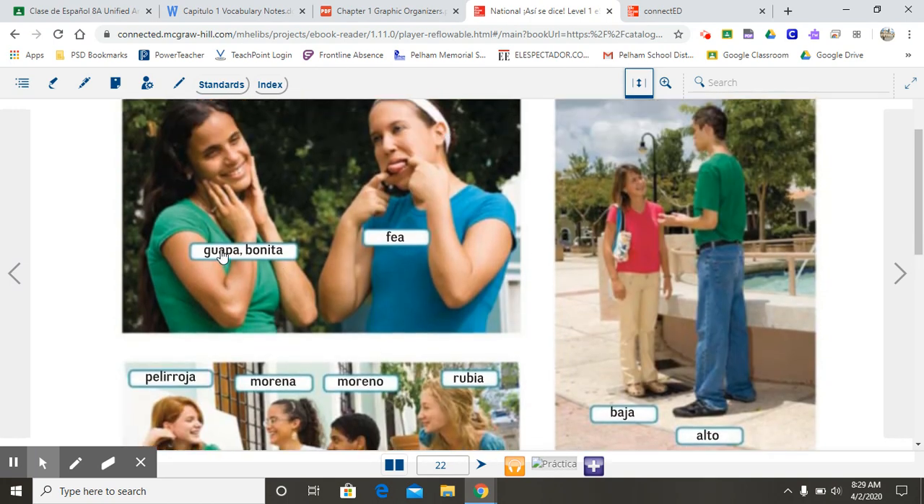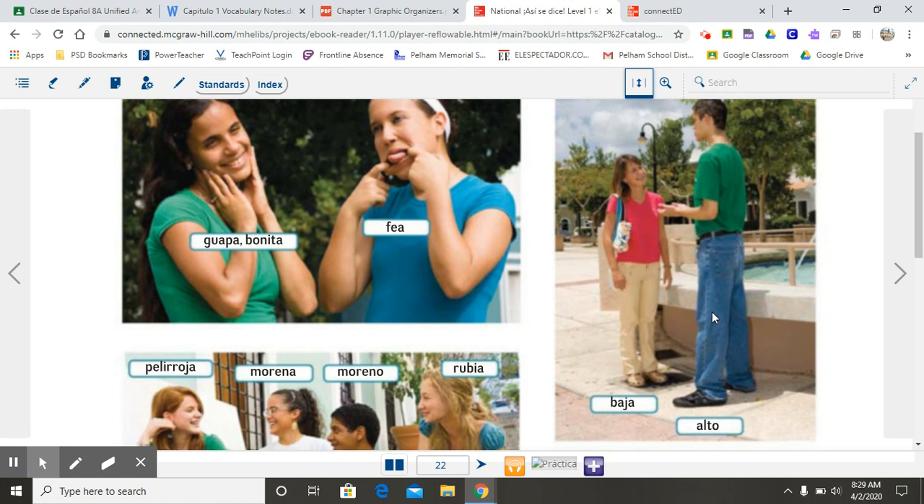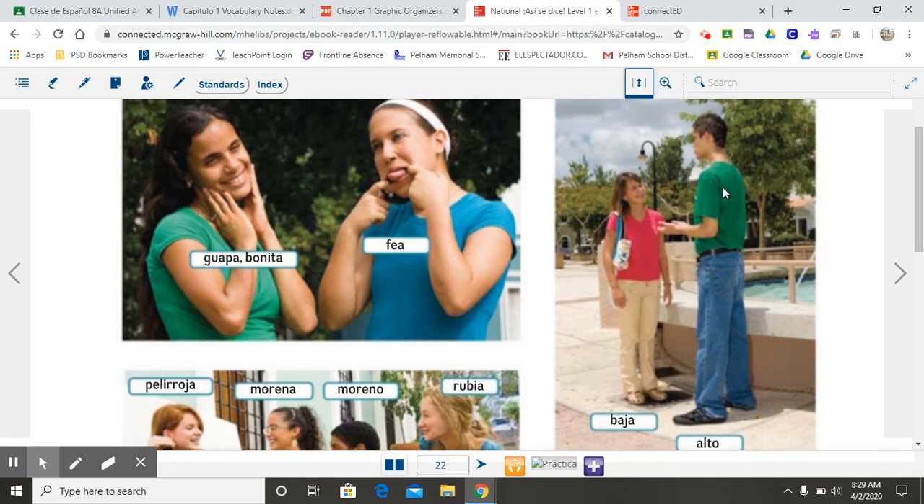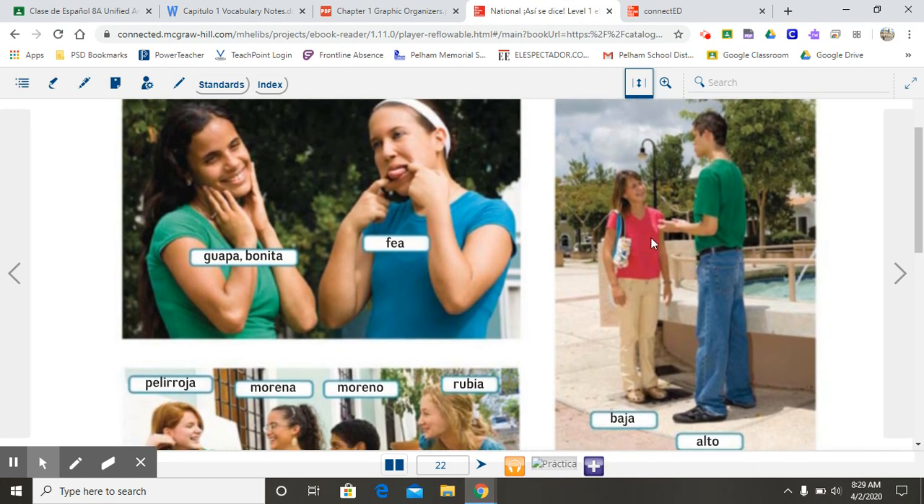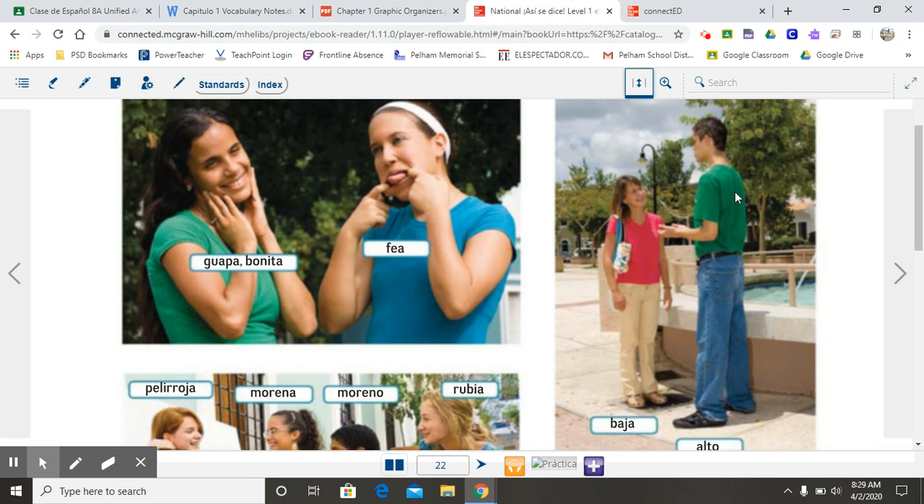Now, these two words again: pretty, attractive, pretty, and ugly. All right. Now, these two right here, what do you notice about them? What is the difference? Remember, we're describing people. So what is the difference between this guy and this girl? One of them is blank, the other one is blank. Pausing point.